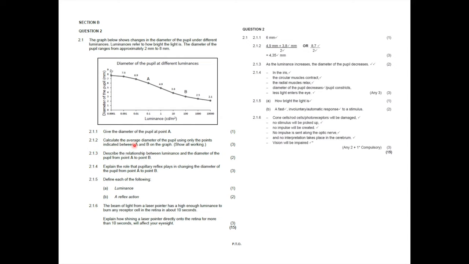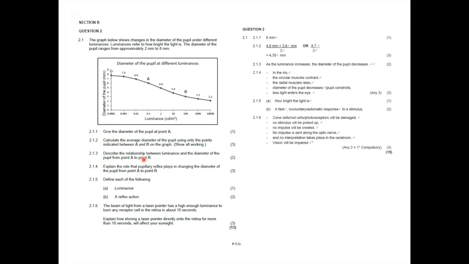2.1.2. Calculate the average diameter of the pupil using only the points indicated between A and B on the graph. Show all working. So the first point is 4.9 and the second point is 3.8. You add these two and you divide by 2. So your answer would have been 8.7 divided by 2, and your average diameter is 4.35 millimeters. Don't forget to show your workings and to include your millimeters.